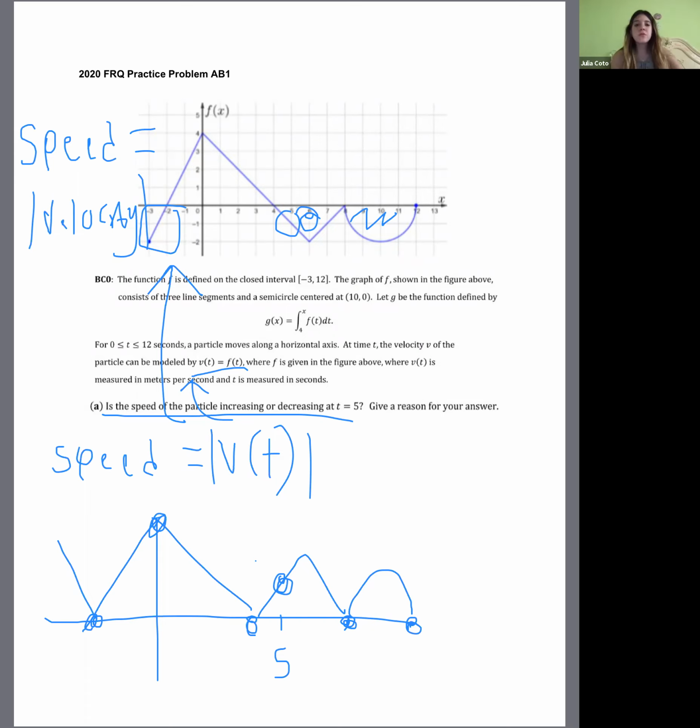That's one way to do it, if that makes sense to you guys. I'm confused. How come? For starters, speed is always the absolute value of velocity. Yes, that's what speed is.